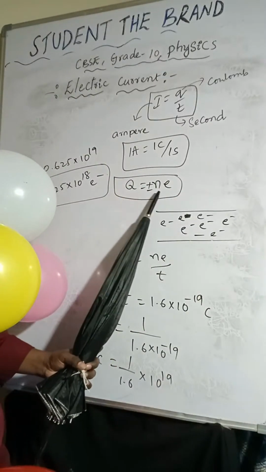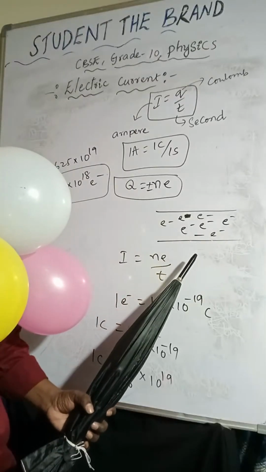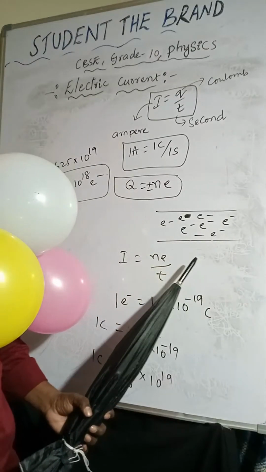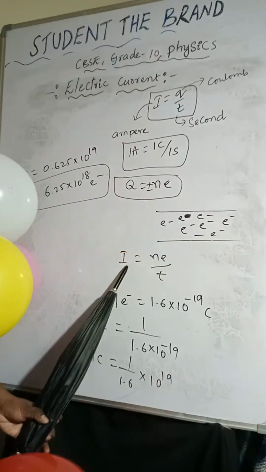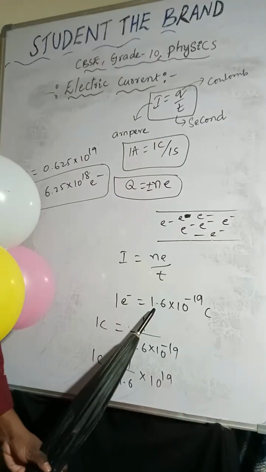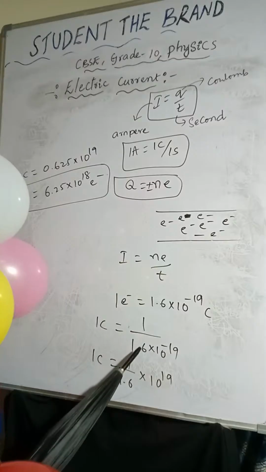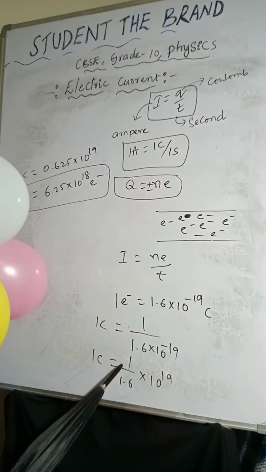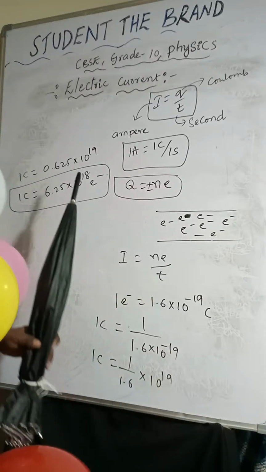So Q equal to plus or minus Ne. Inside of the conductor, many electrons are flowing. Only then can we say it is quantization of charge, integral multiple. So I equal to Ne by T. On 1 electron, 1.6 into 10 power minus 19 coulomb. So in 1 coulomb, 1 by 1.6 into 10 power minus 19, that is 1 by 1.6 into 10 power 19. Then you will get this one.